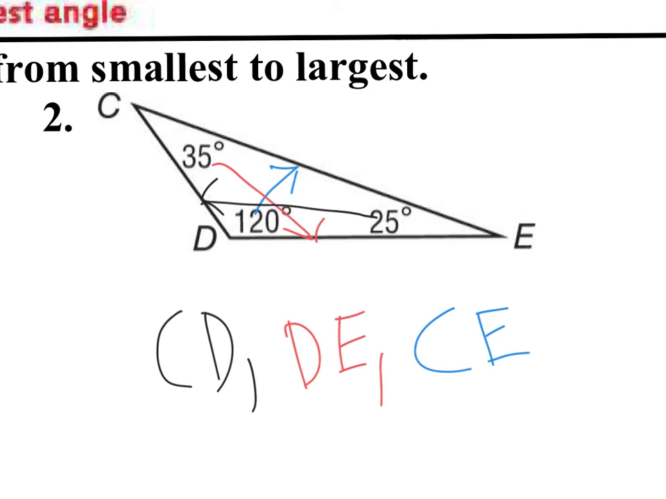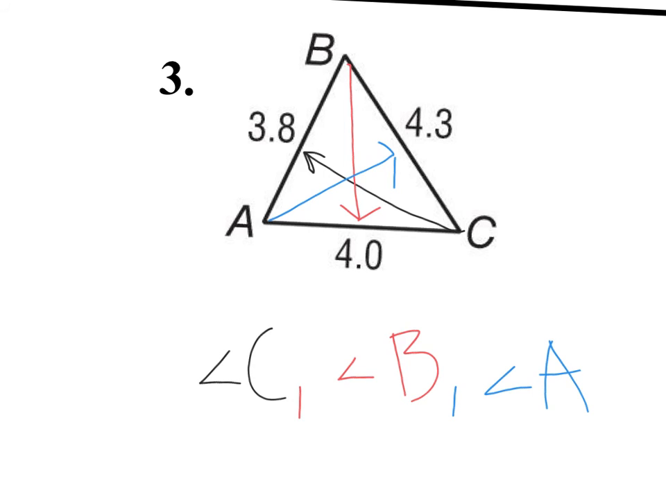In example 2, 25 degrees is the smallest angle, so I can draw a line from the 25 degrees to this side. That side is CD. 35 is the next biggest angle, so I can draw a line across from it, and so the side DE is opposite of the 35, making it the middle angle, or the middle side, sorry. And then 120 is the largest angle, so draw a line opposite of it, and that's going to be side CE. So I'll do a few more examples, but once you get the hang of it, it's pretty simple.